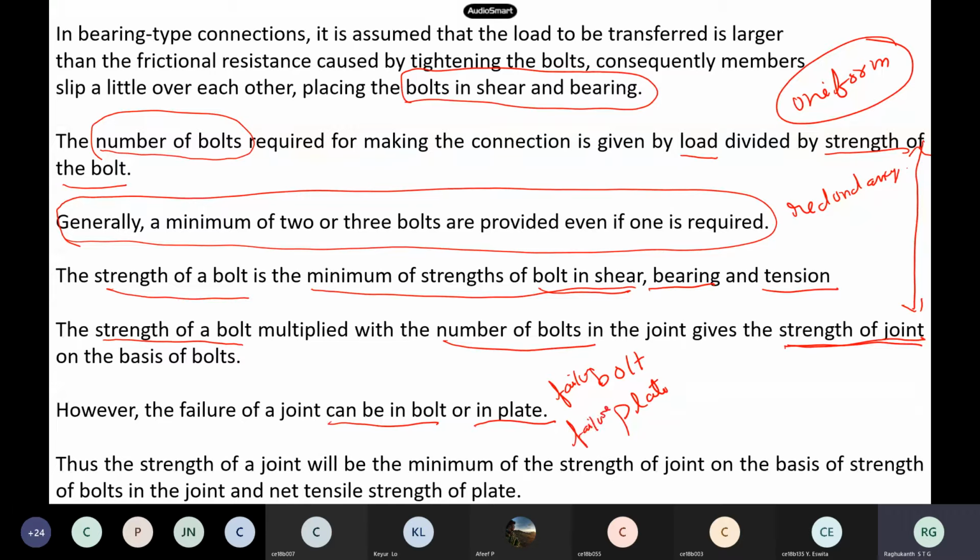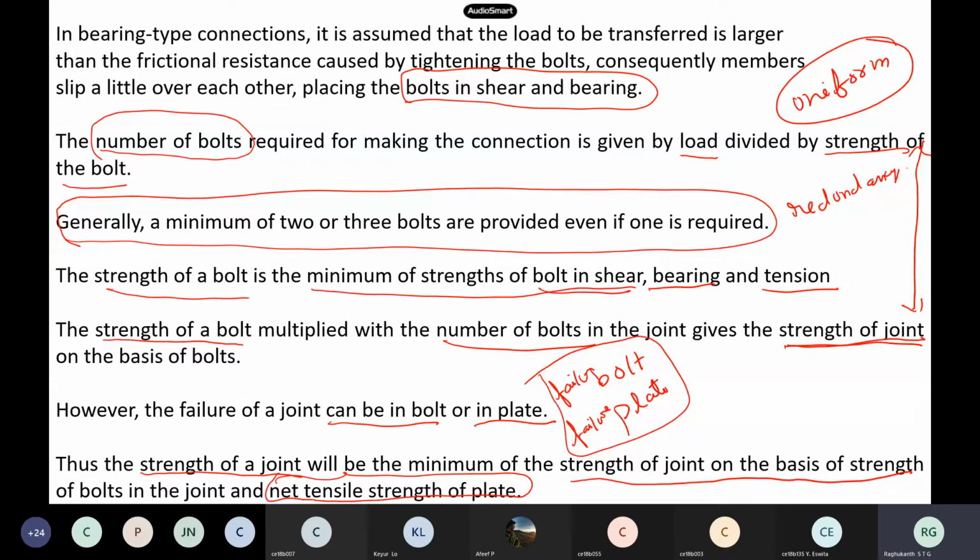So strength of a joint means you have to find out the plate strength, you have to find out the bolt strength, and in bolt strength we have three categories: shear, bearing, tension. All these categories will be there. Whichever is a minimum, you have to find out. So finally, after you calculate the bolts and then the plate, whichever is minimum, that is the strength of a joint. So the strength of a joint will be the minimum of the strength of the joint on the basis of the strength of the bolts and the net tensile strength of the plate. So this is how we do the design.